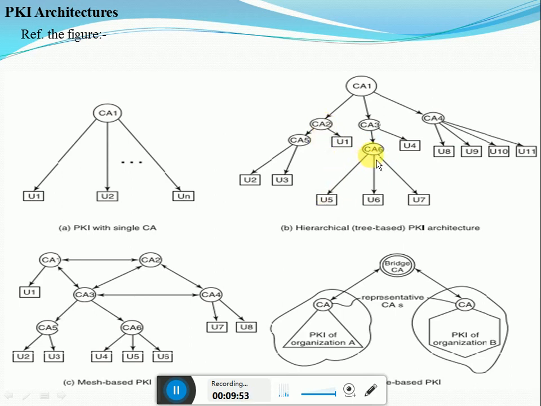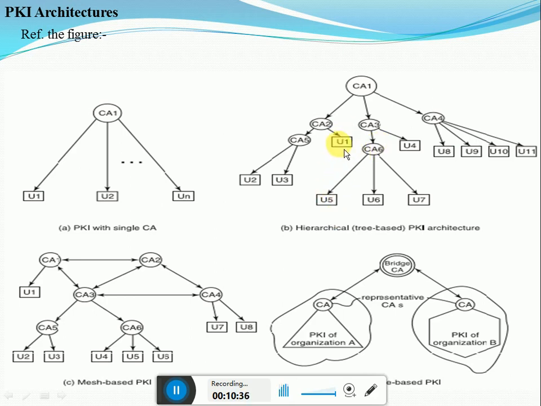Maybe he gets a certificate of U5, but it is issued by CA6 and he does not have anything to verify the thing that is certified by CA6. So to verify the U5 certificate, he must have the public key of CA6 for its verification. So he must know regarding CA6, certifying authority 6. But in this case, there is no way that he knows regarding CA6.